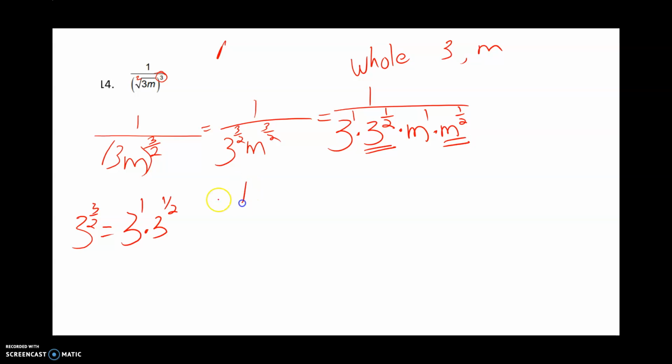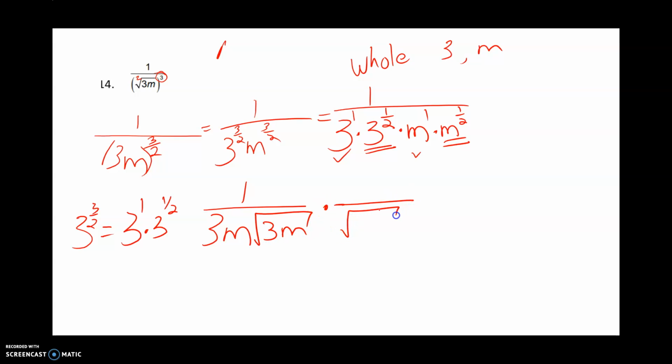So let me do it. Now I'm going to write it 1 over 3m. That takes care of these two pieces. And then I have a square root of 3 and a square root of m. So I'm going to write it like this. So let's rationalize that denominator.